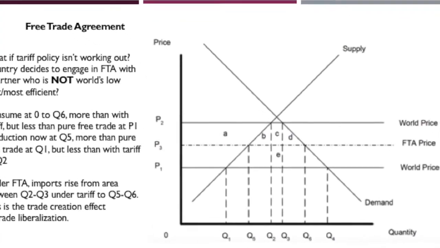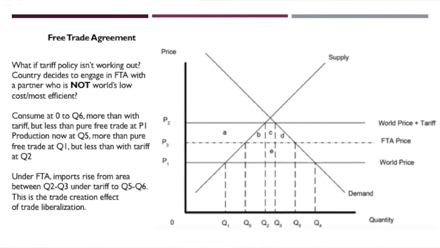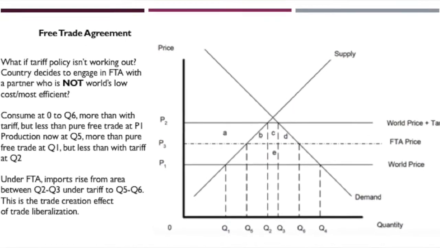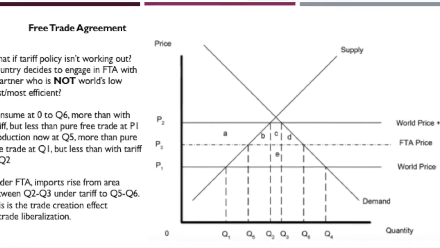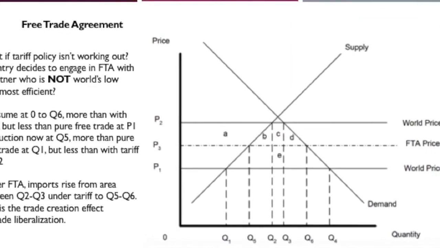And so what you see here is simply an additional layer that's being added to the previous diagram, and that is free trade with a single partner. Okay, so a free trade area. Again, not necessarily the most efficient producer in the world, but a producer that is more efficient than you. And so you're engaging in a preferences arrangement, a free trade arrangement with a trading partner.